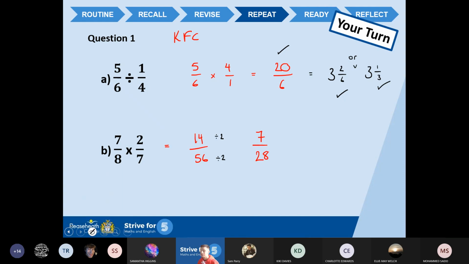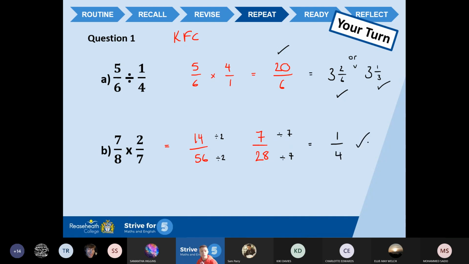Now, this is a good question for you guys. What number goes into both 7 and 28? I can see some of you have nailed this in the answers, which is really good. Hopefully you guys are telling me. It can be both. Yeah, excellent. 7 goes into both of those, so we can divide them both by 7. 7 divided by 7 is 1. 28 divided by 7 is 4.